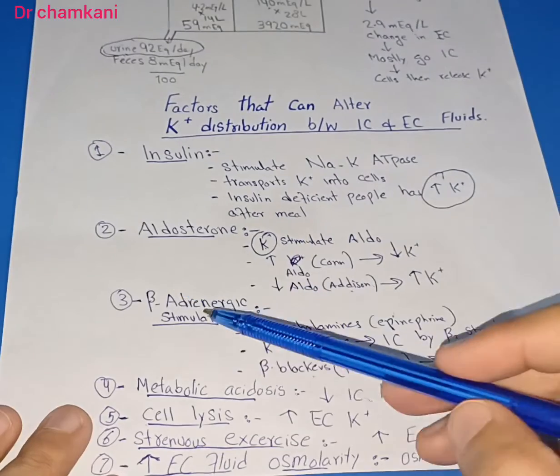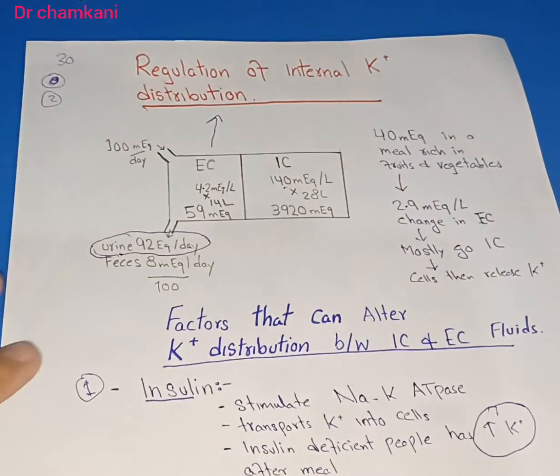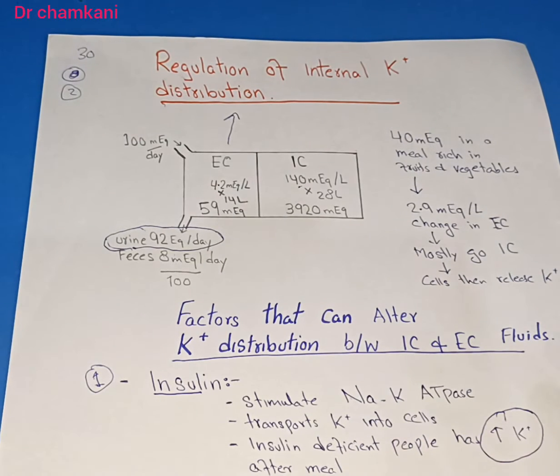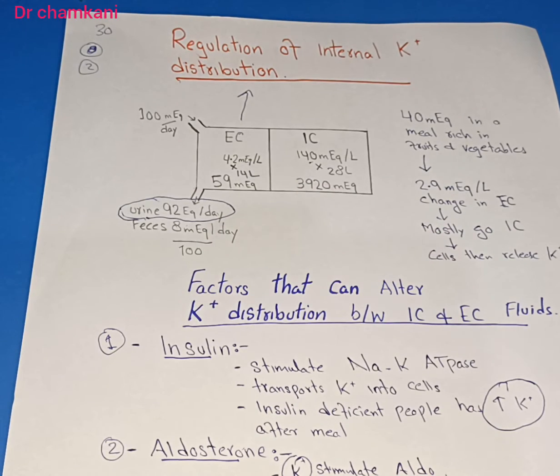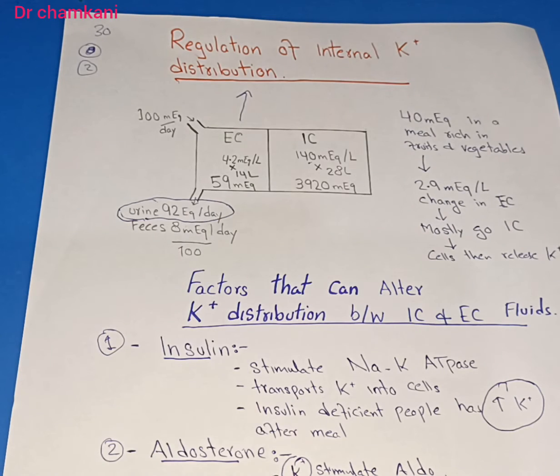So insulin, aldosterone, beta-adrenergic stimulation, metabolic acidosis, cell lysis, exercise, and osmolarity can all affect the distribution of intracellular and extracellular potassium, but it is normally kept at tight levels by the human body and the organs, especially the kidneys, because the most important thing in excreting the extra potassium is the kidneys. So they play a very important role. That's all about the distribution and the factors that can alter the distribution of potassium.